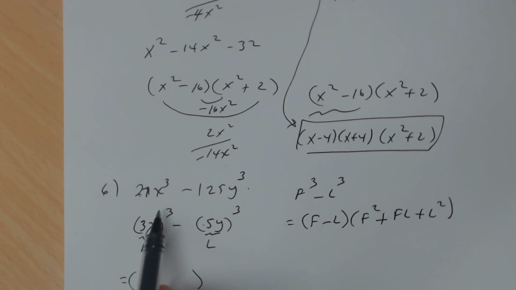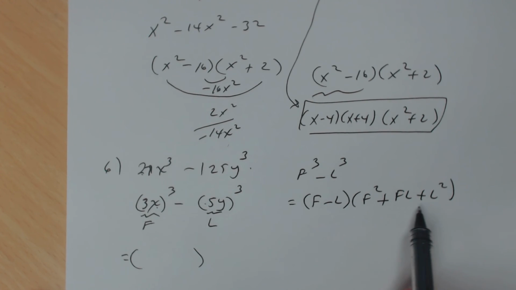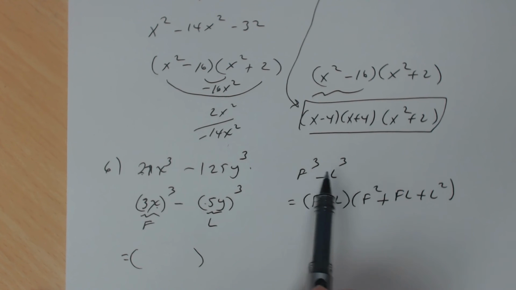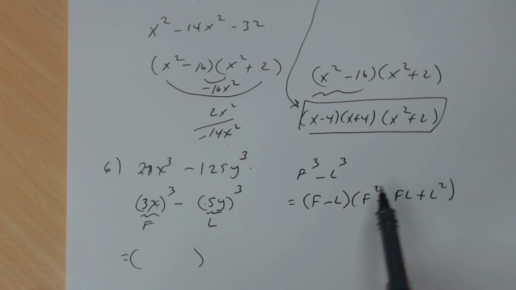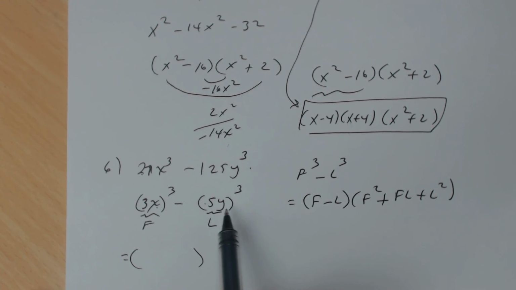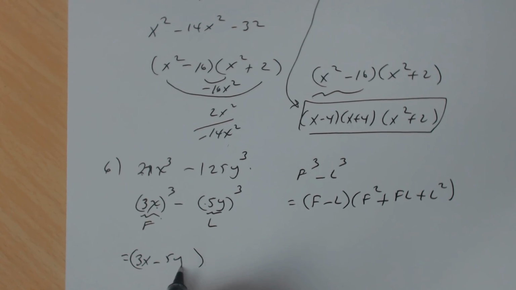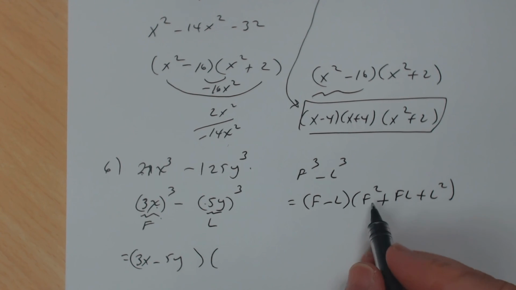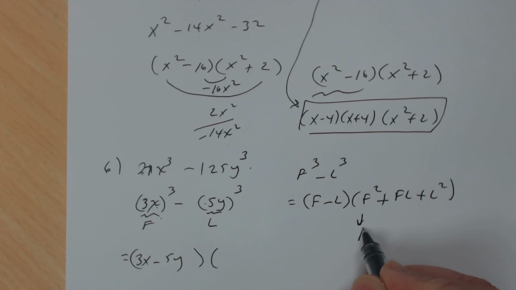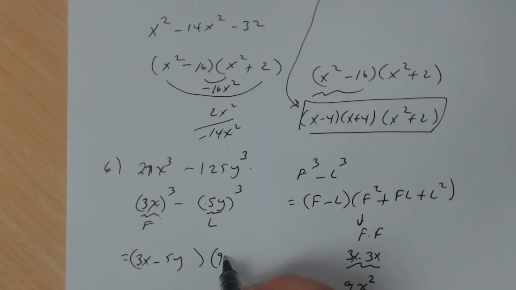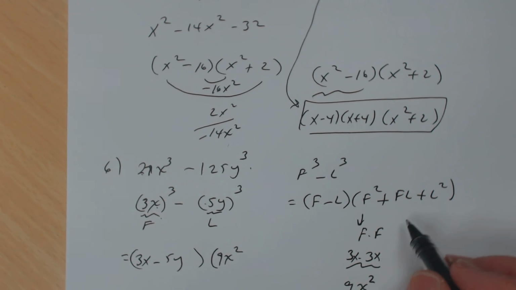So remember, the difference of 2 cubes is a binomial times a trinomial. And this trinomial, once you take out the GCF, you can't do anything else with it. So f minus L is your binomial. So 3x minus 5y goes here, times, all right, now let's do the work for this. F squared means F times F. So if F is 3x, that means 3x times 3x, which is 9x squared. So that goes here. You got to say 9x squared.